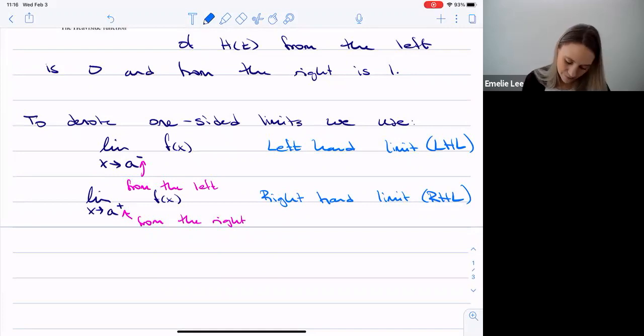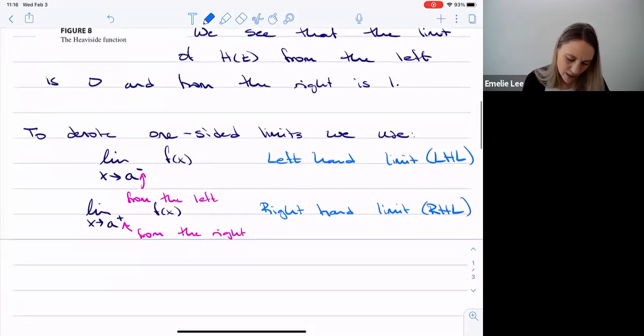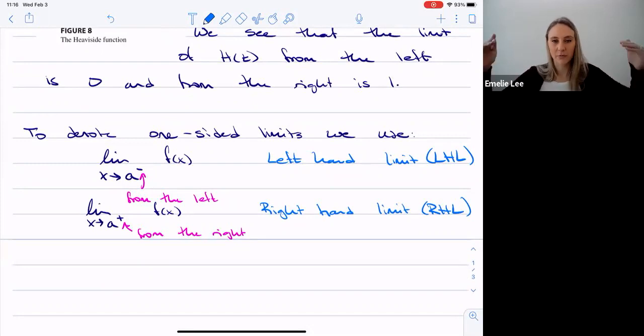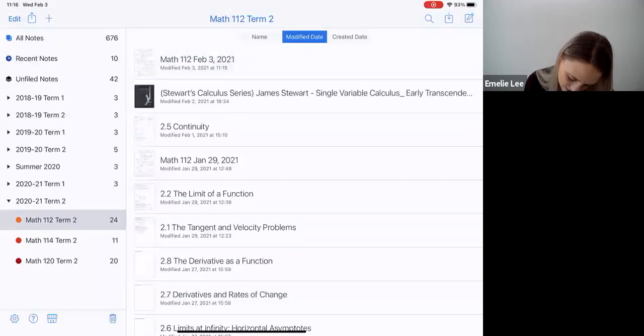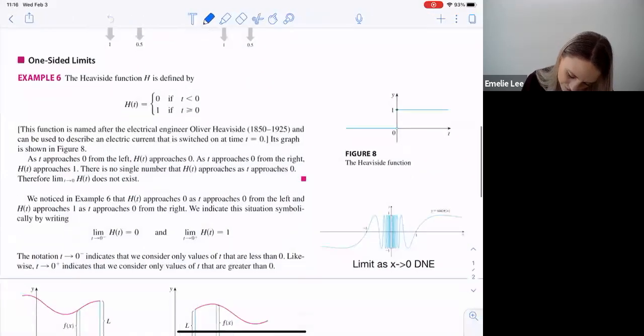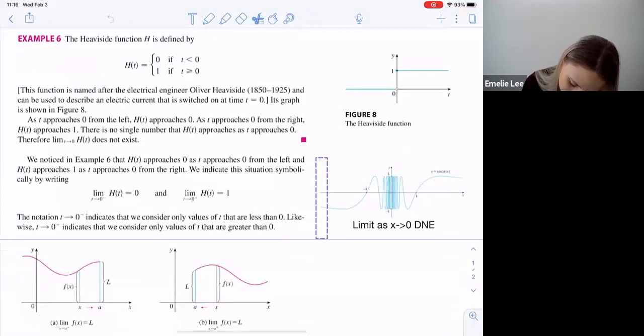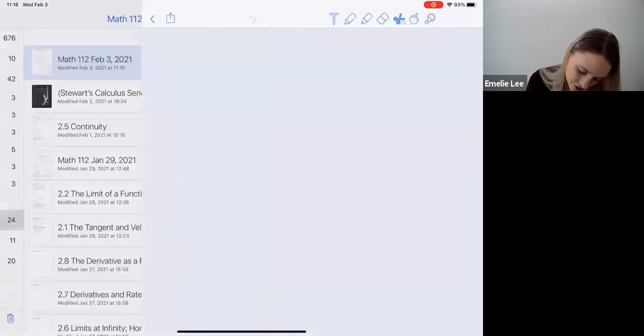So I wanted to show you another example of a limit that does not exist. One limit that doesn't exist is if they're not the same from each side. But then another one that I included here is the sine function.